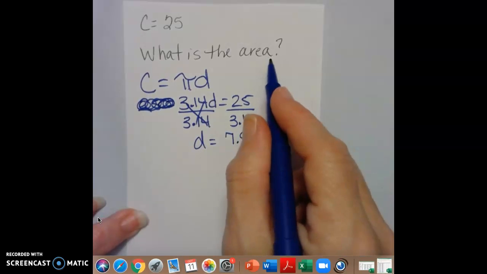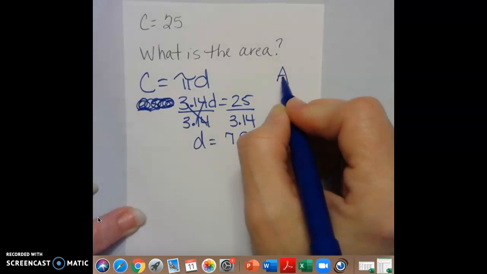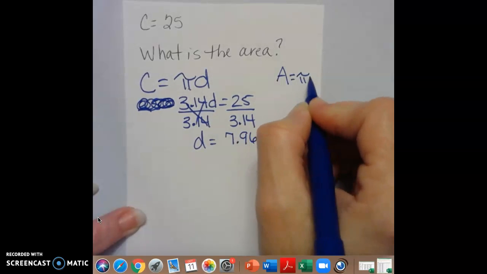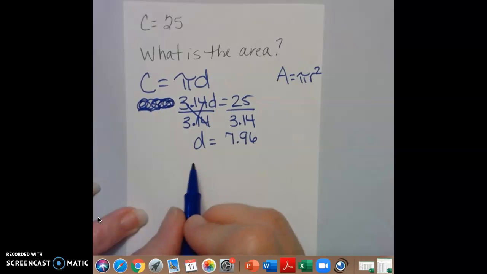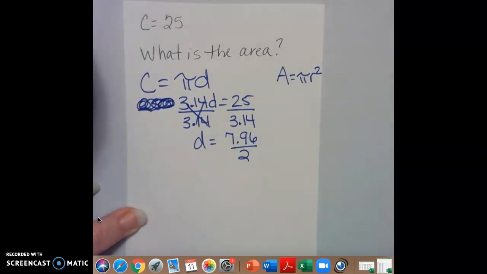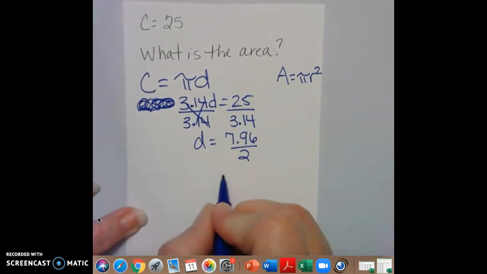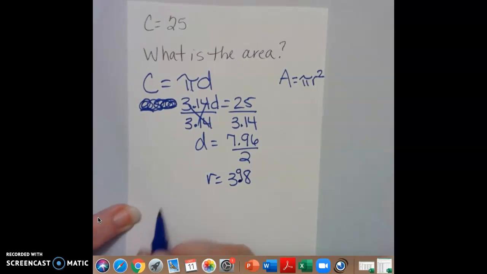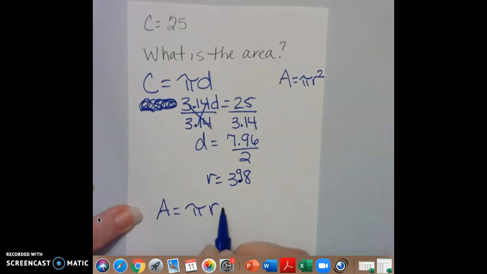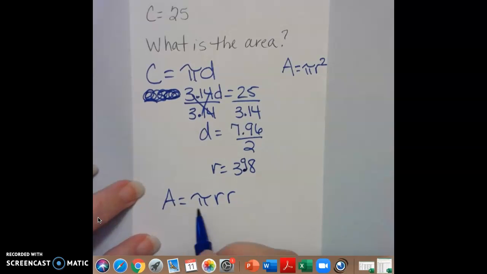So do I need diameter for area? Well, we know the formula for area is pi r squared. So pi r squared means we need to know the radius. So I need to divide by 2. So I need to take 7.96 and divide that by 2, and I get 3.98. Whoops, I forgot to put that 9 in there, sorry. So now to find the area, you could put r squared or you could put radius times radius. They both mean the same thing.